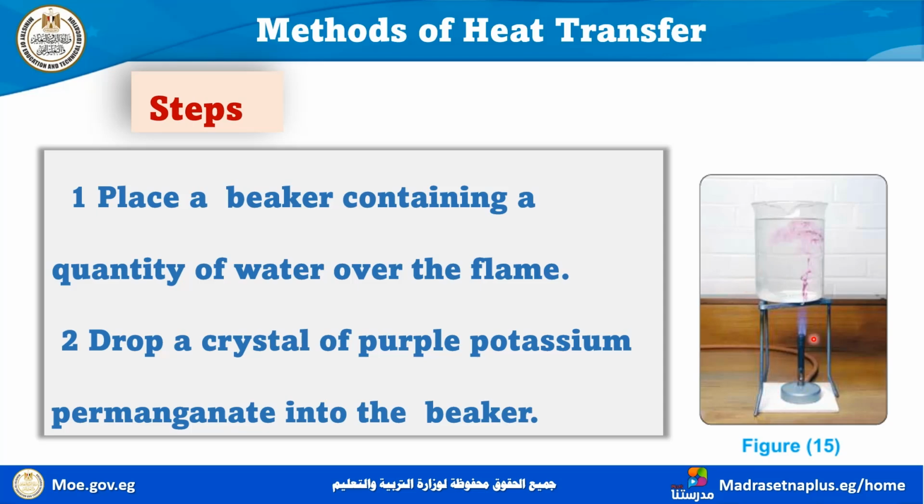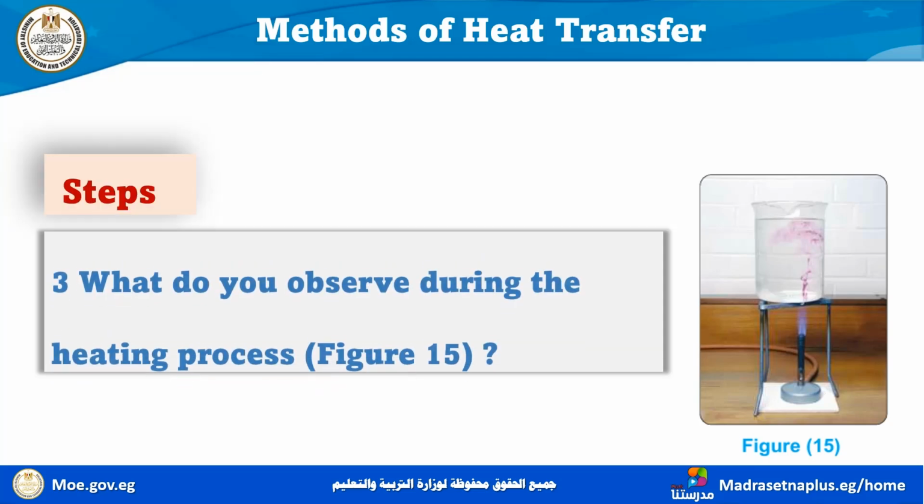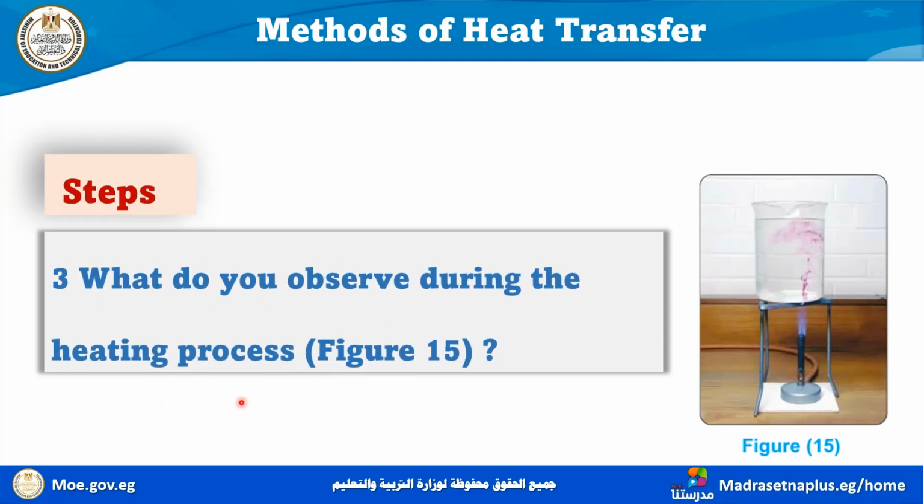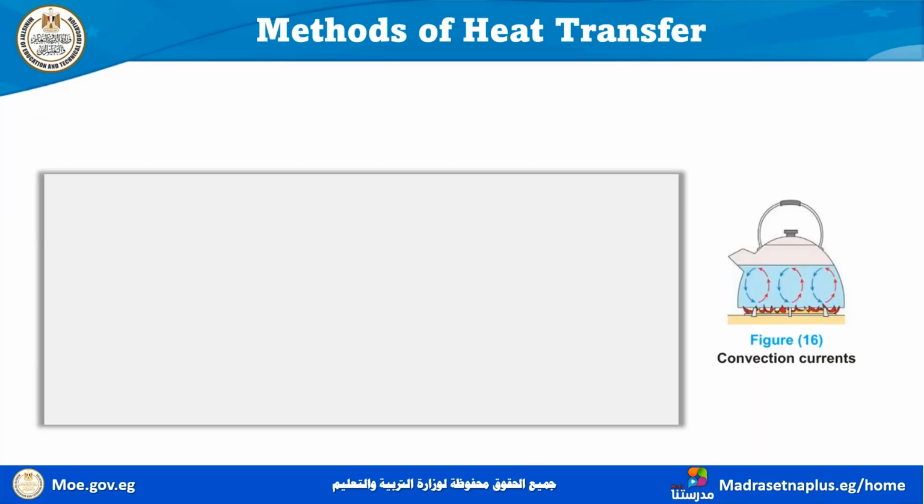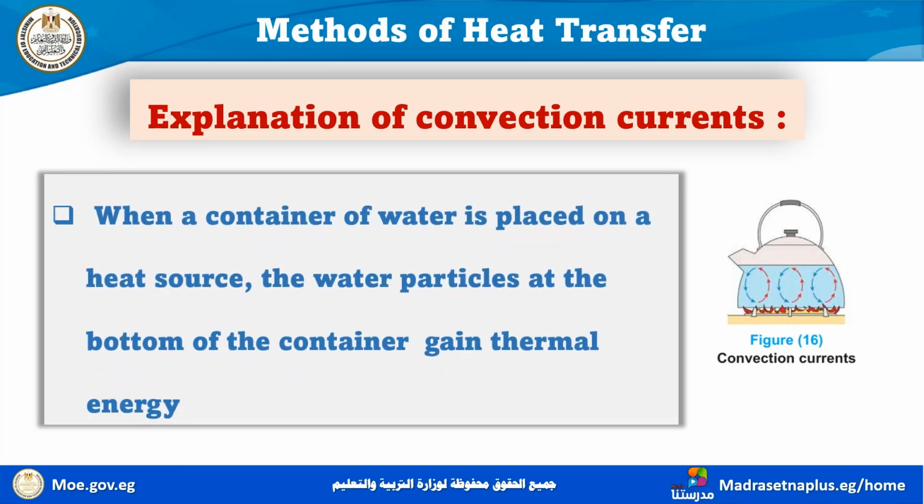So we will use the flame to heat the water inside the beaker. What will happen? What do you observe during the heating process? What will happen when we heat the beaker after dropping the crystal of potassium permanganate inside the water? Of course, we will observe the spreading of the color of potassium permanganate in the water. So how can we explain what happened?